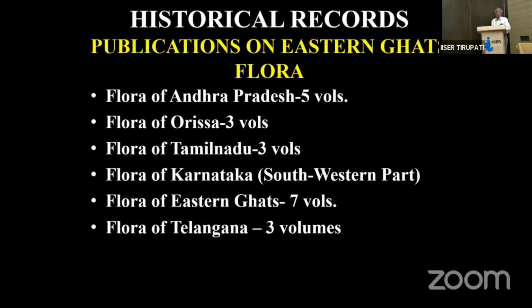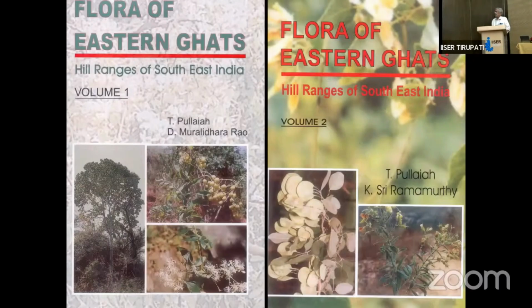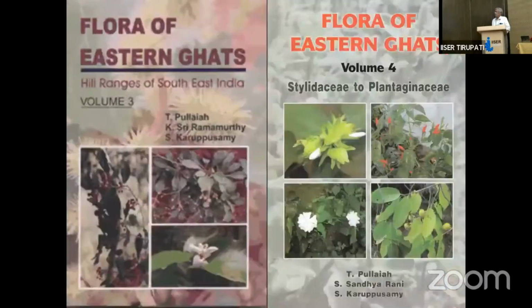Well, we worked on flora for almost 40 years. We brought out Flora of Andhra Pradesh. I didn't bring my books, they are displayed in the veranda, which you can see. Flora of Andhra Pradesh I didn't bring because it is 5 volumes. Whereas Flora of Orissa, Tamil Nadu, then Telangana also we published. For Karnataka, only 2 volumes have come. And Flora of Eastern Ghats we published, displayed there, 7 volumes. Well, these are the first 2 volumes.